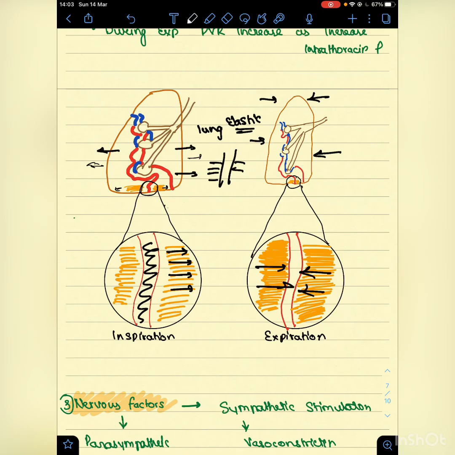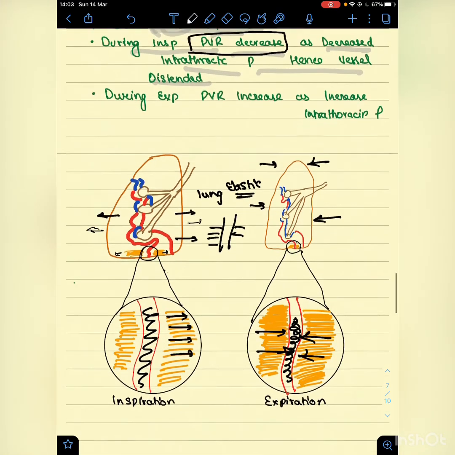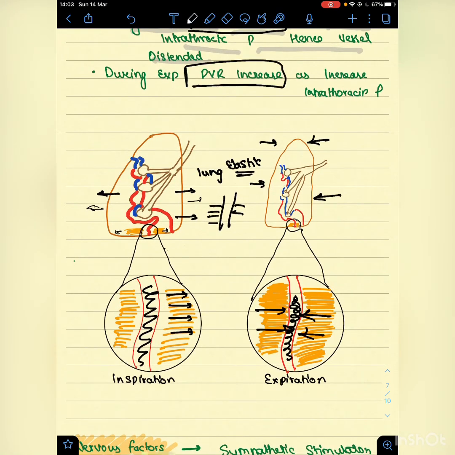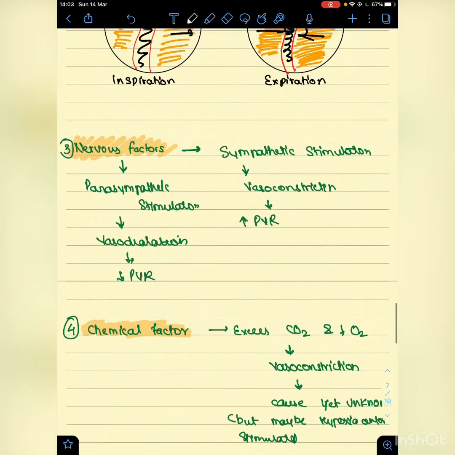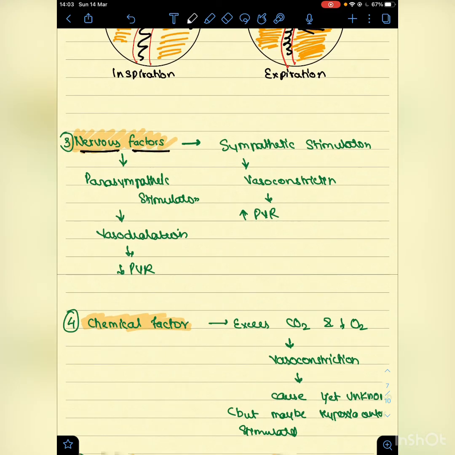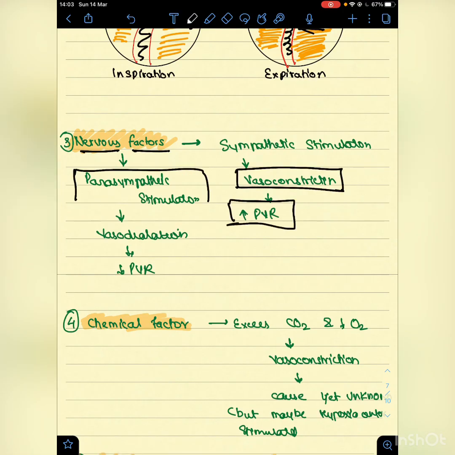Pulmonary capillaries are more in number than systemic capillaries, and there are also more anastomoses. Also, vascular resistance is less, which is 1/10 of the systemic. The pulmonary system is also low pressured.